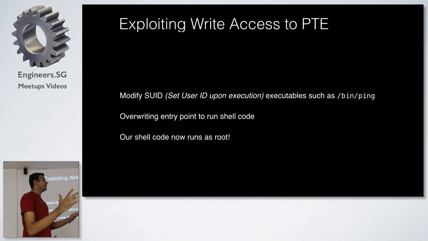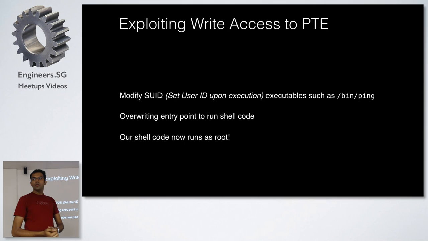So you could open that executable in C and inject your own shell code into that executable in memory, because I have access to everything in memory now. I could scan my entire memory space, look for ping, and insert code into there, and I'm now running shell code as root, which is how the privilege escalation works.